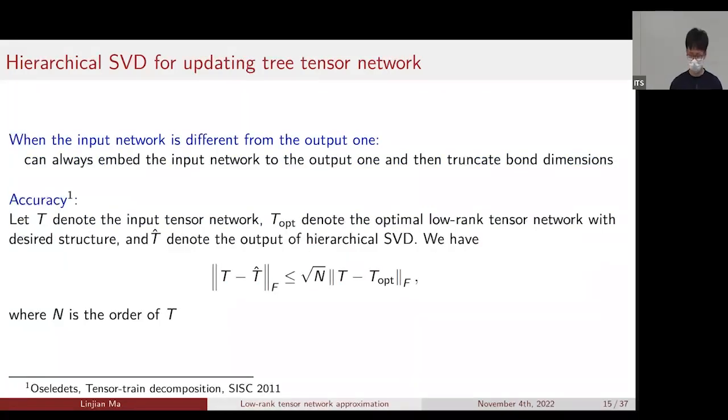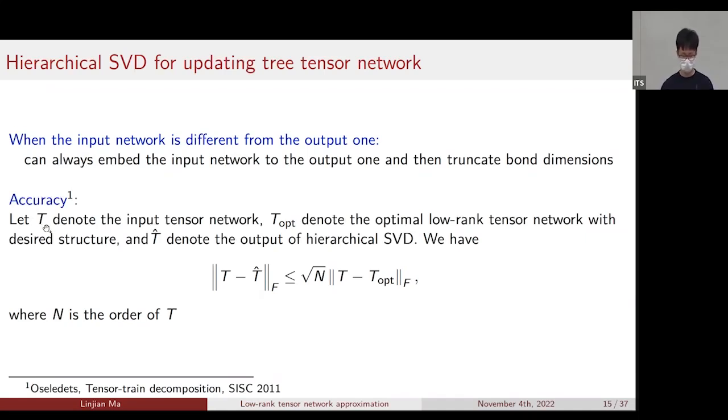For the case where the output is still a tree tensor network and the input is not, we can also embed the input into some tree and then do the truncation. So this kind of hierarchical SVD is actually pretty general. One reason it is pretty accurate and standard for tree tensor networks is that we have a theorem that can bound the accuracy.